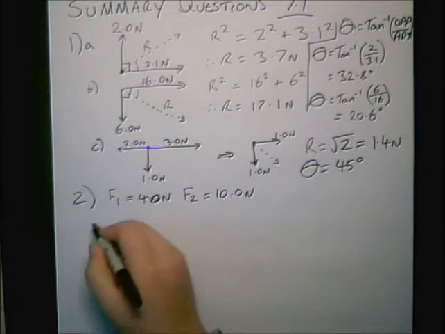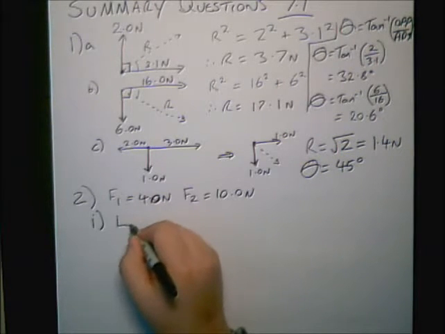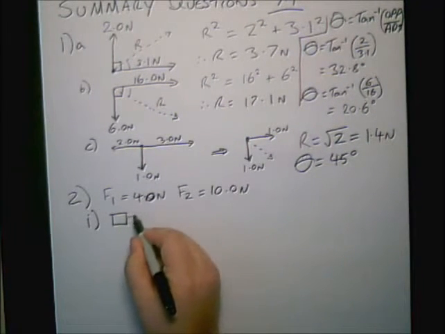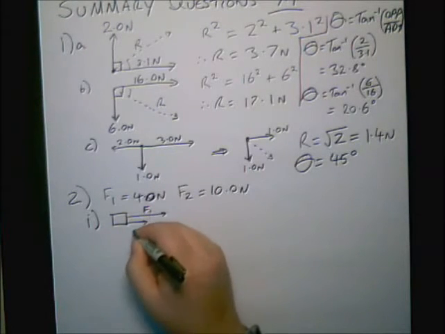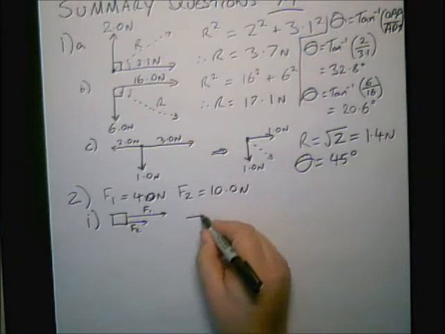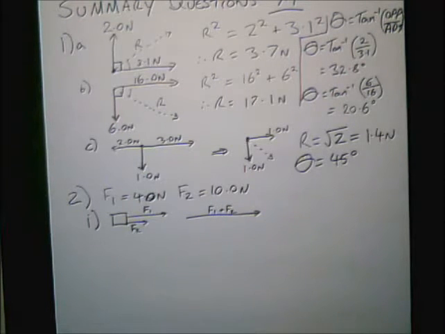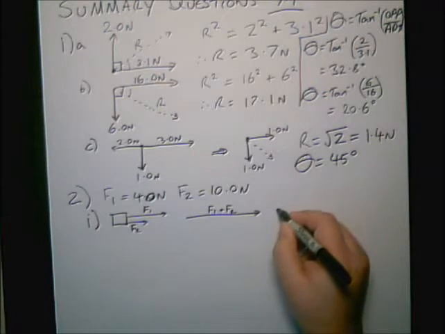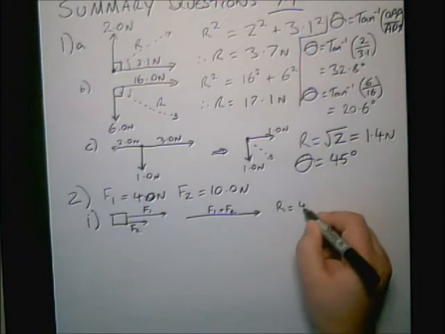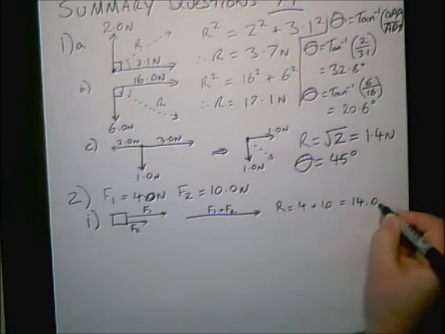So part 1, or I, is if they're acting in the same direction. So we have our mass, and it will have one force and another force, F1 and F2, and the resultant will be F1 plus F2 as they're moving in the same direction, which will work out to be, for R, 4 plus 10, so that will be 14.0 newtons.